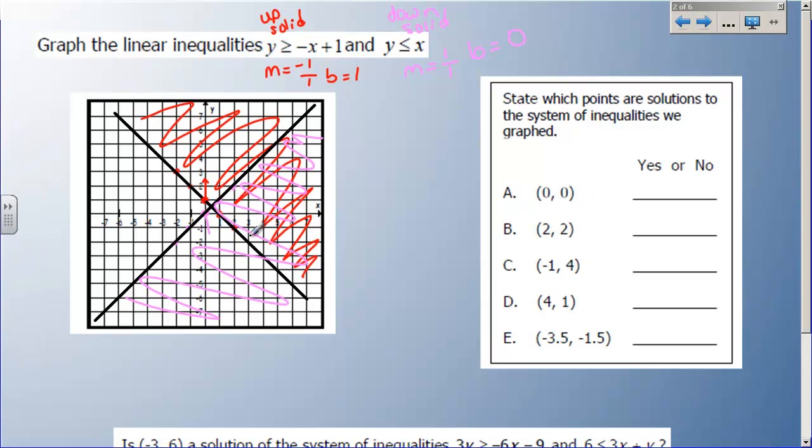So let's start with the point 0, 0. Well, 0, 0 is right here. It's on a boundary line, but it doesn't happen to be inside the shaded region. So no, that's not going to be an answer.